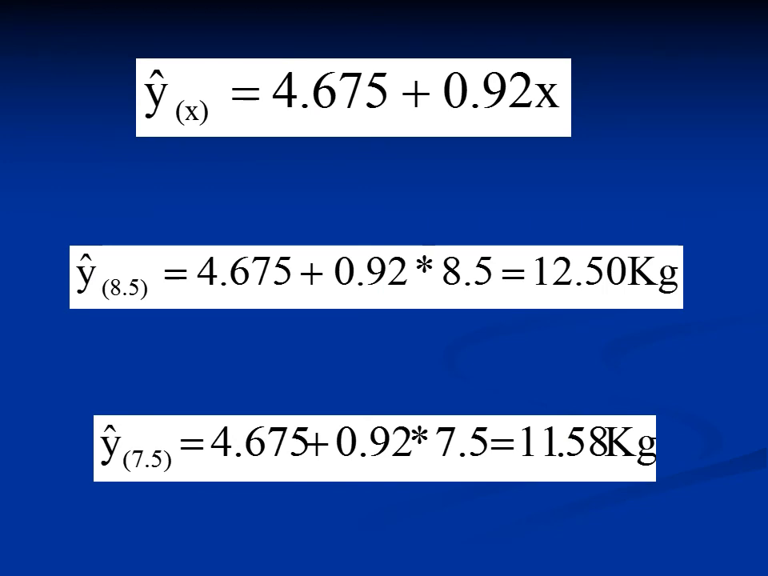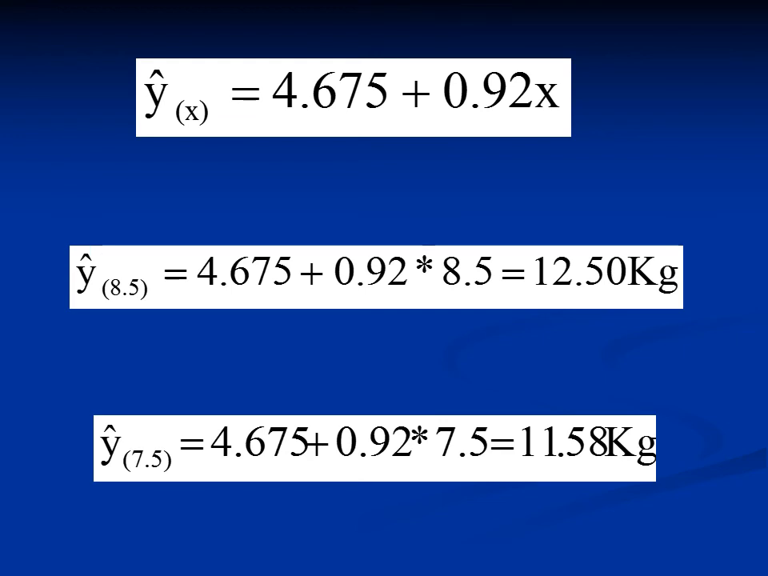But this sign here also guides us in describing the prediction line, the line in which it will move. So when you look at y hat, our prediction line will be 4.675 plus 0.92x. So 4.675 is the intercept, and 0.92 is the b, and this x is the independent variable. So y is the dependent variable, and x is the independent variable.